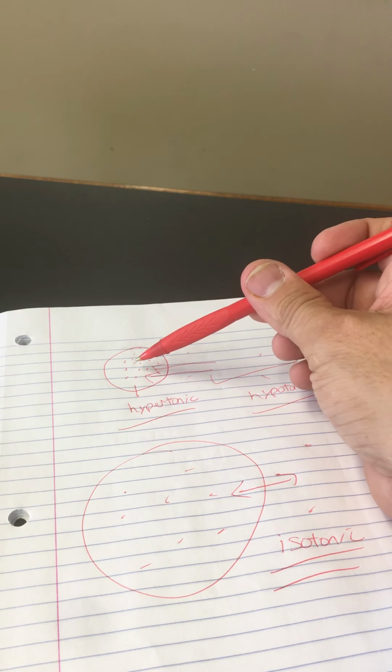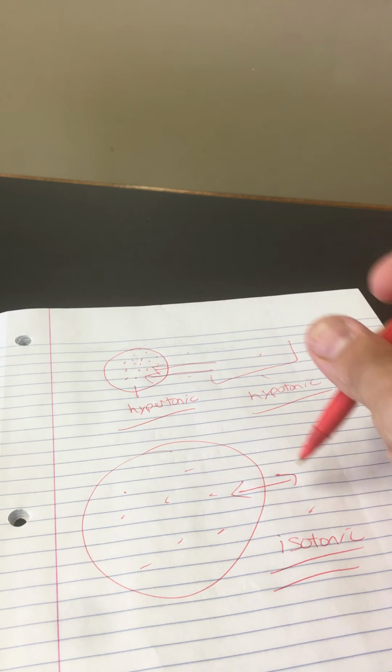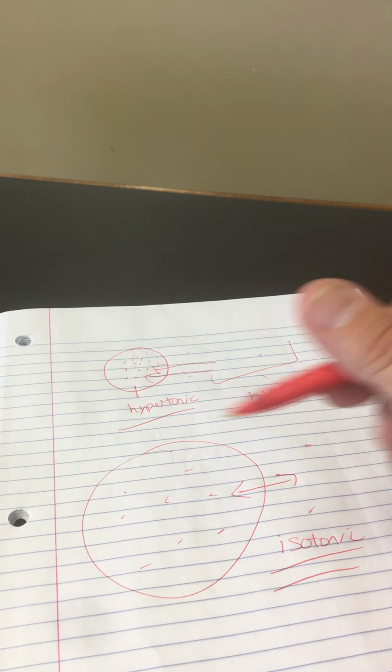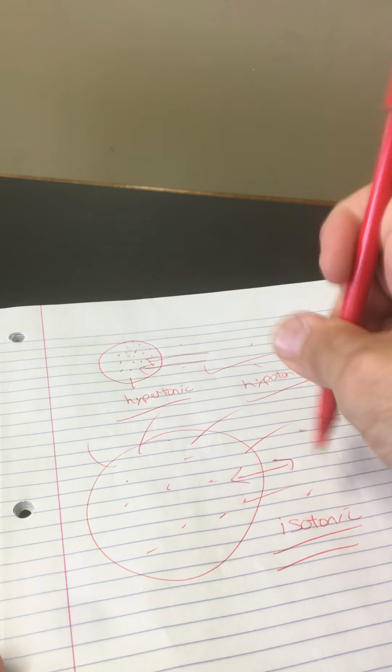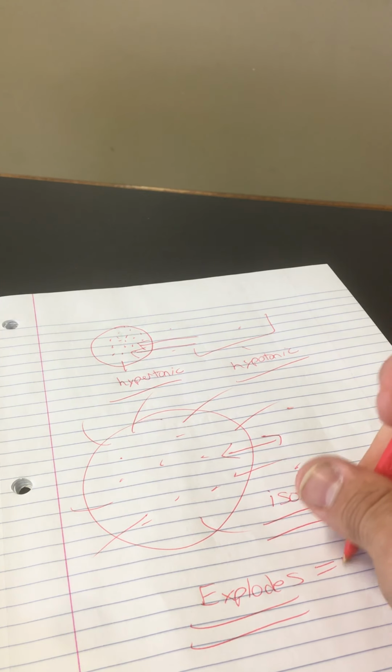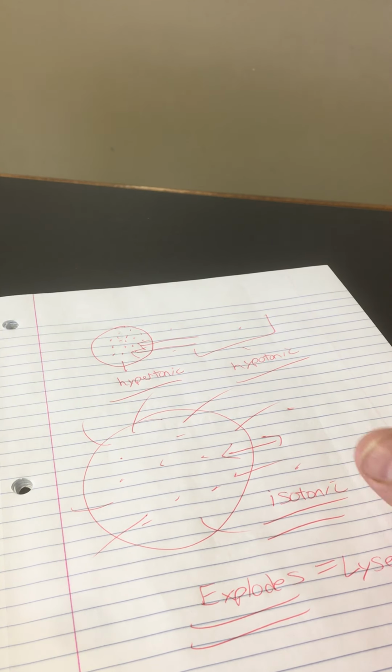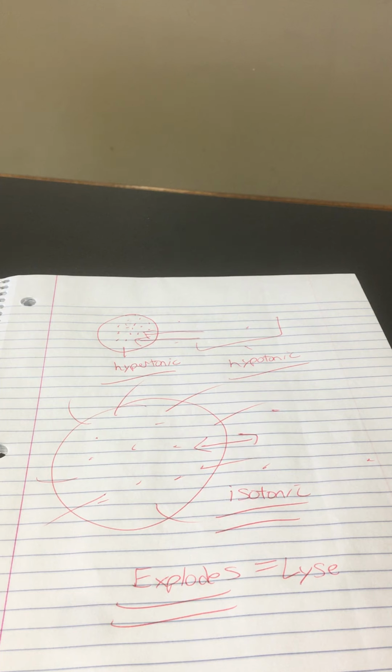Okay, question for you. What happens if the salt to water ratio is just too great and it has to keep taking in more and more and more water? At some point, the cell will explode. And when the cell explodes, that's my dumb word. When the cell explodes, you would say in biology, the cell has lysed. Okay? The cell lyses or lysed, right?